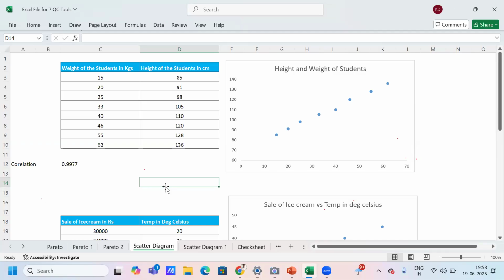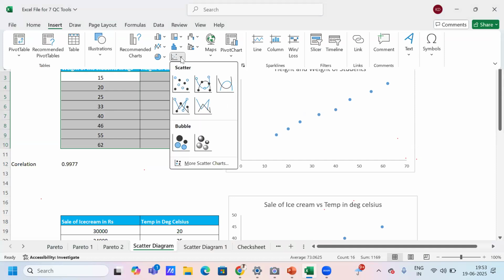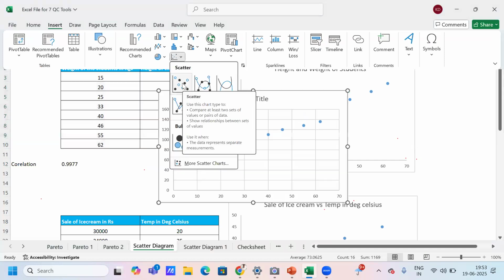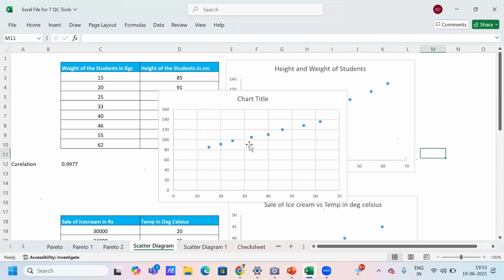Now I have plotted the figures, weight of the students and height of the students, and I need to plot the scatter plot. I will select the data. Here are the scatter plots. This is mentioned as scatter, so I will just enter. So I will get this data.